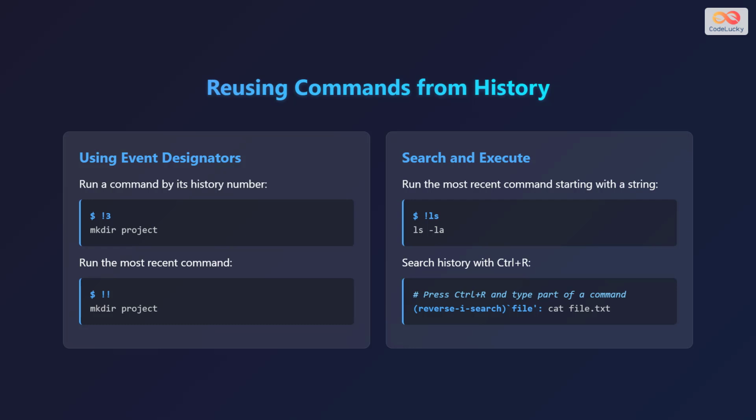Additionally, you can search your history interactively by pressing Ctrl+R. Then type part of a command, and the shell will display the most recent matching command.